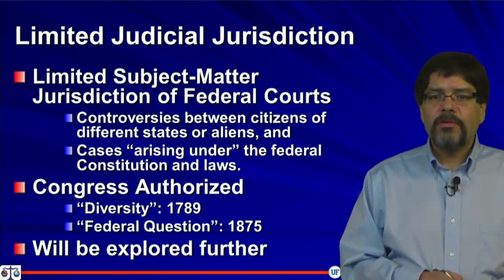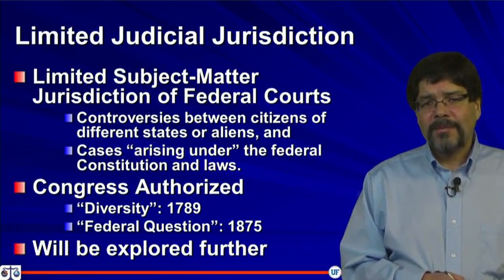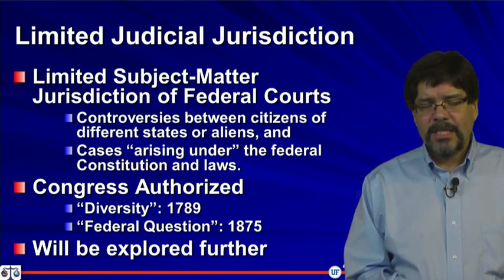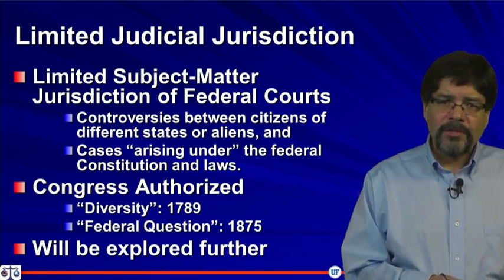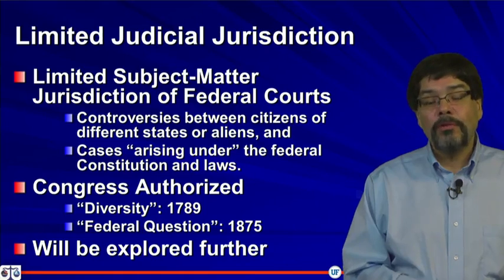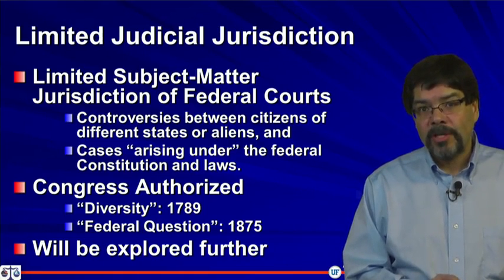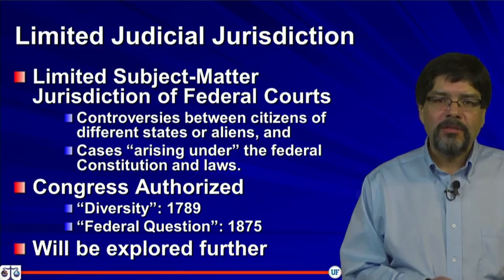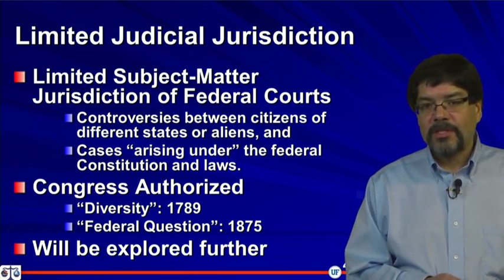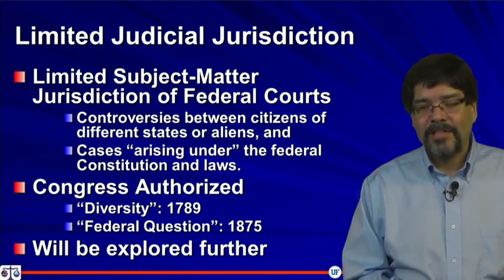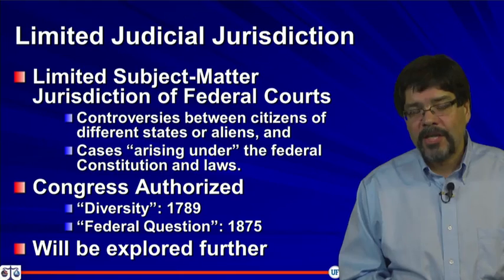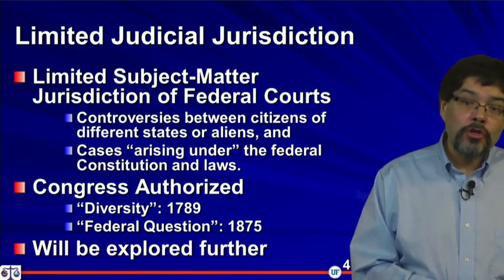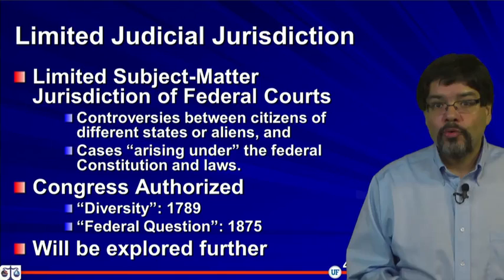The jurisdiction of the federal courts of the United States is limited. By comparison, state courts are courts of general jurisdiction, but the federal courts are courts of limited jurisdiction. They are limited to the authority given to them expressly in Article 3 of the Constitution. And that primarily means that they are limited to controversies between citizens of different states, or what the Constitution labels aliens, people from outside of the United States, people who are not citizens of the United States, and to cases arising under the federal laws and the Constitution itself.